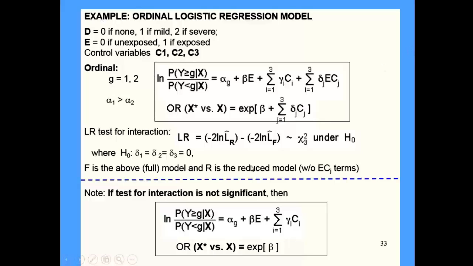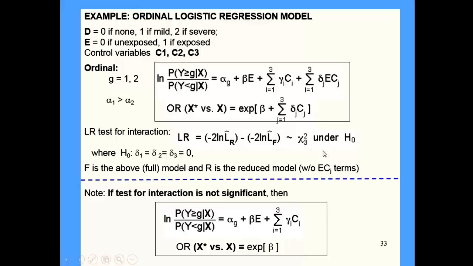You want to test for interaction. You're testing whether these terms can drop out, testing whether you can get rid of these three terms. So the null hypothesis, now you only have 3 deltas, you don't have 6 deltas. So you're testing whether delta 1, delta 2, delta 3 are 0, and the full model is this model. The reduced model doesn't have these product terms in there, and it's a chi-square test with 3 degrees of freedom. Reduced minus the full, chi-square with 3 degrees of freedom.